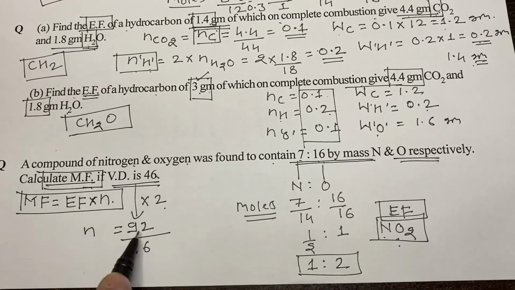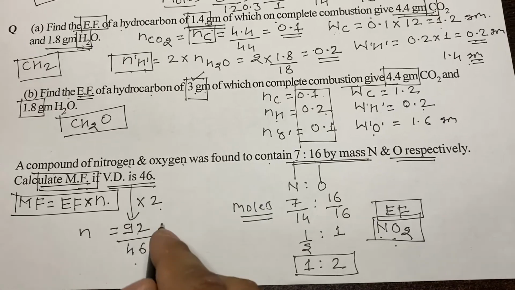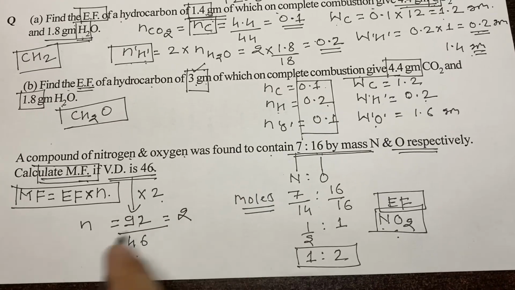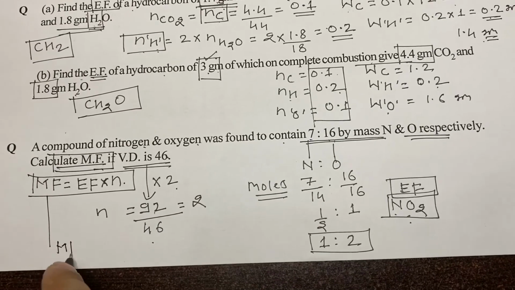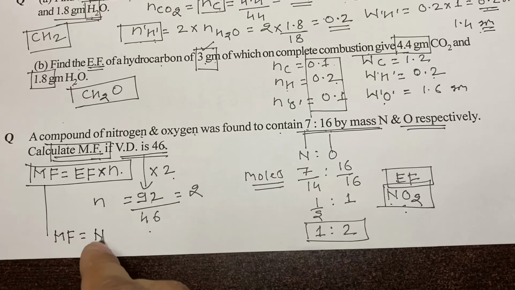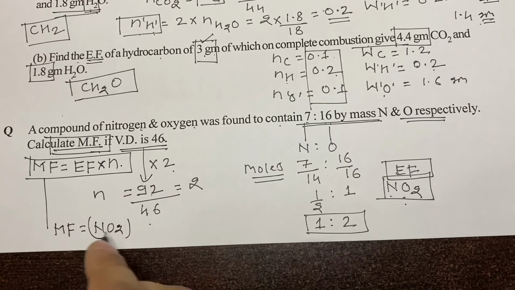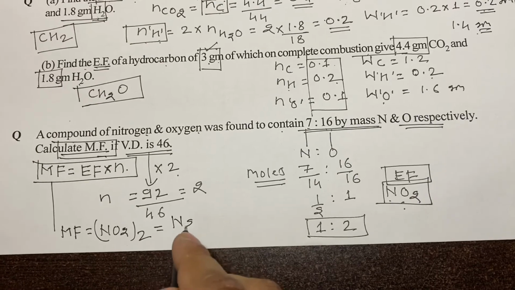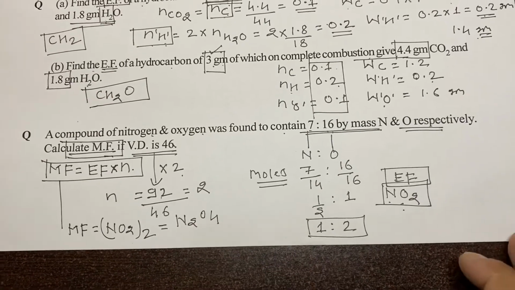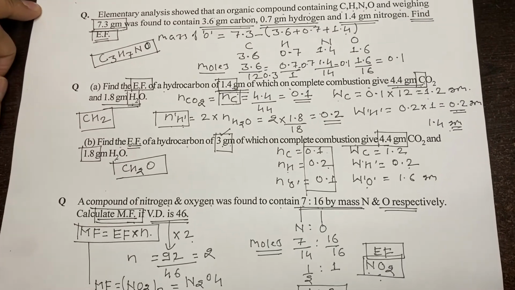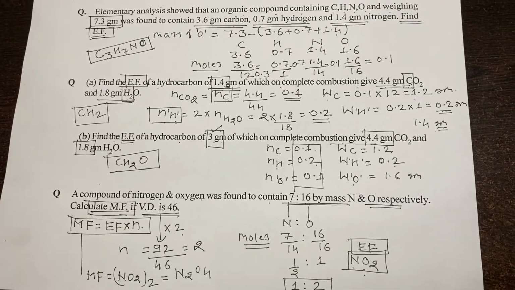On dividing the molecular formula mass by the empirical formula mass, you will get n equal to 2. Now we can determine the molecular formula, which is equal to the empirical formula, NO2, into 2, that should be equal to N2O4. So in this video, we have understood the concept of empirical formula mass and molecular mass.